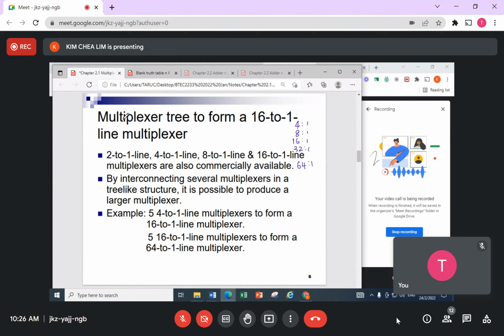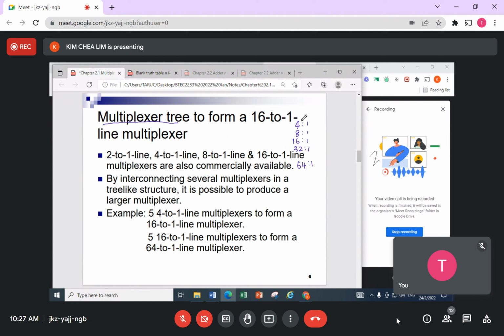So what we can do is we can build a multiplexer tree. So in this example here, I am not building a 64-to-1 multiplexer, but instead, I show you how I am going to build a 16-to-1 from 4-to-1 multiplexers. The same concept can be used, because 64 is too big. Too big in the sense that the way we draw it is very difficult. So I show you making use of 4-to-1 to build a 16-to-1 multiplexer.